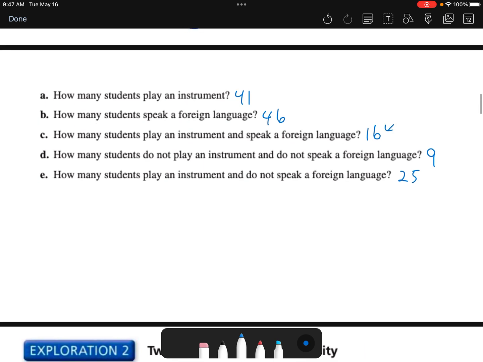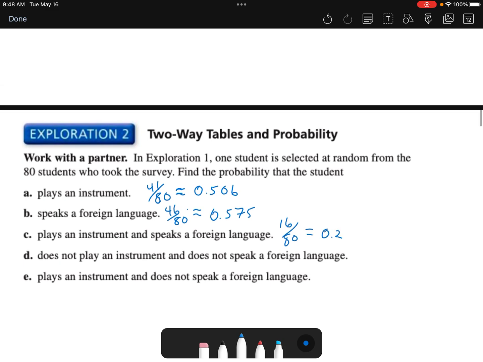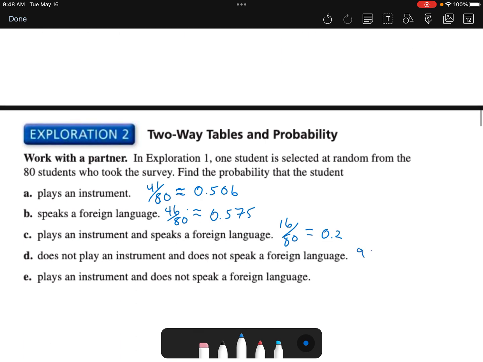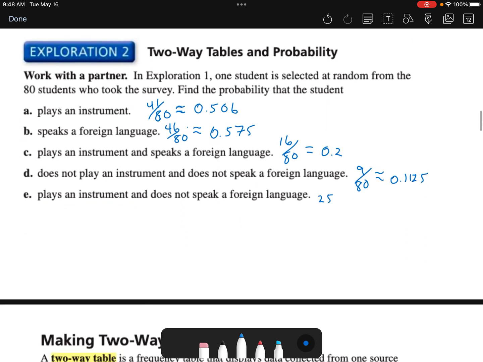How about play an instrument and speak a foreign language? Well, we have it right there. It's 16 out of 80, which is exactly 20%. 9 do not do either one, so that's about 0.1125. And then play an instrument and does not speak a foreign language was 25 out of 80, which again, just pause this and do your own calculations, but that's 0.3125.